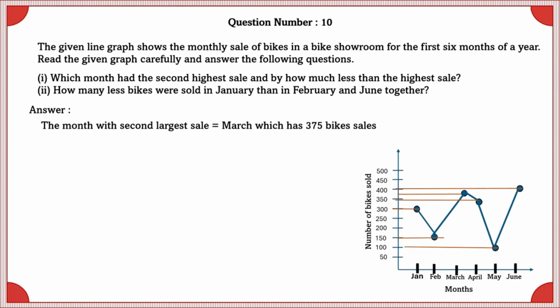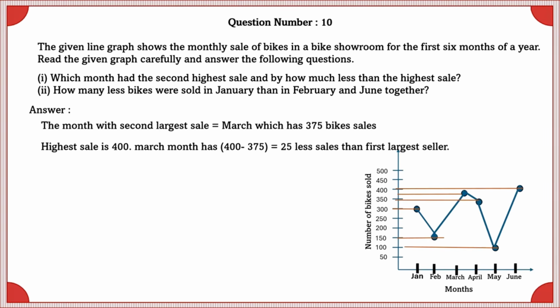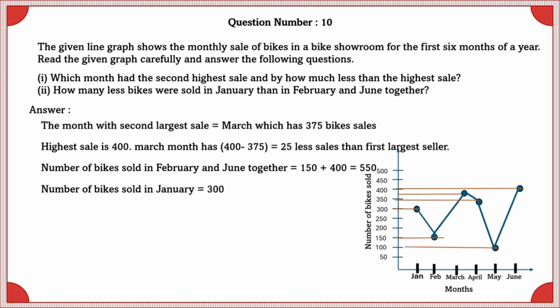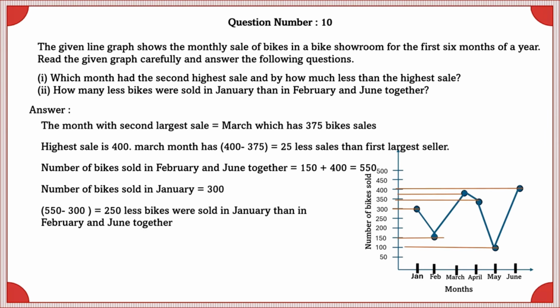The month with second largest sale is March, which has 375 bike sales. Highest sale is 400. March has 25 less sales than the first largest seller. Number of bikes sold in February and June together is equal to 550. Number of bikes sold in January is equal to 300. Therefore, 250 less bikes were sold in January than in February and June together.